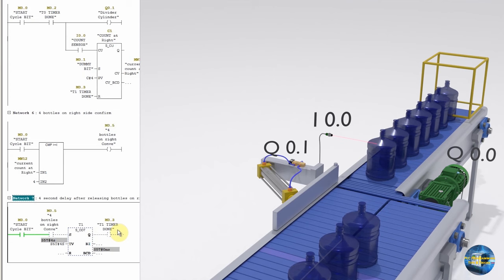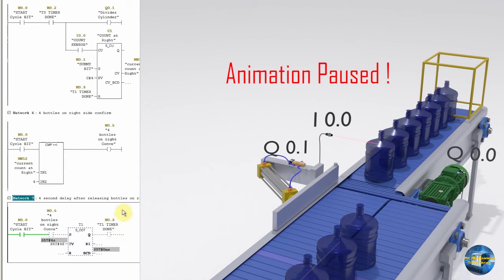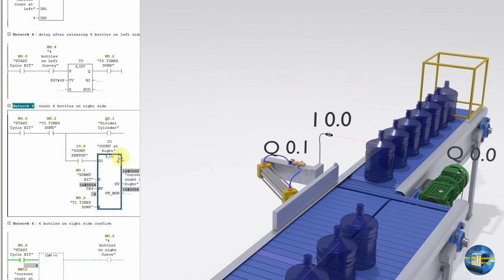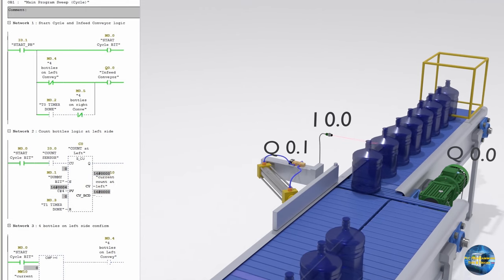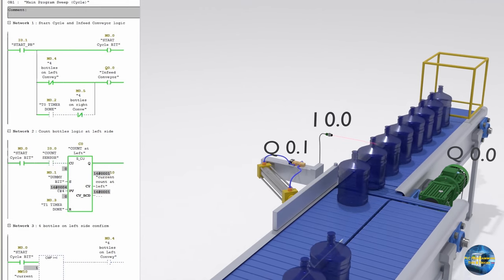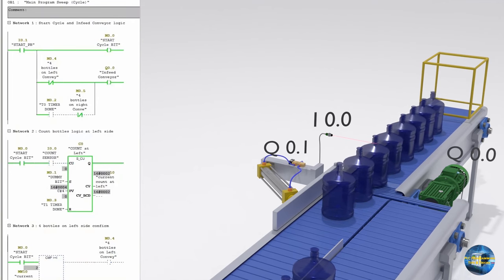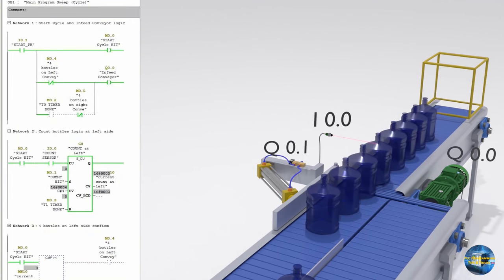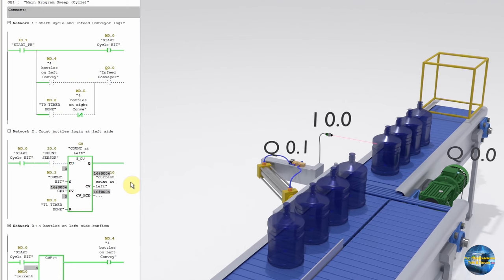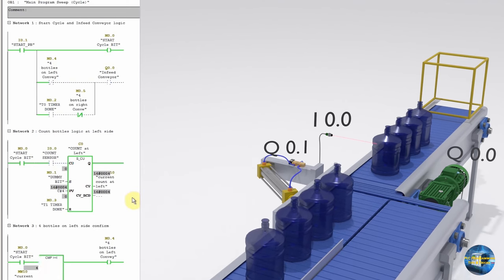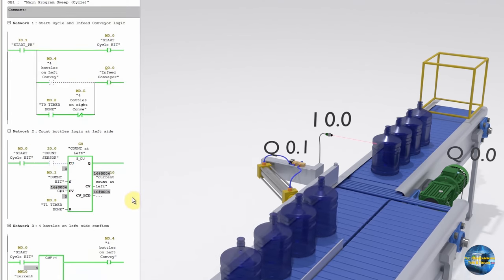And the T1 4-second delay timer starts in network 7. Once this 4-second timer is over, the C1 and C0 counters reset to 0 by the T1 timer done bit M0.3, and the whole cycle will start again. 4 bottles will be counted again by the left side bottle counter C0. And once the 4 bottles are released onto the left side, infeed conveyor Q0.0 stops and diverter Q0.1 moves towards the right side.